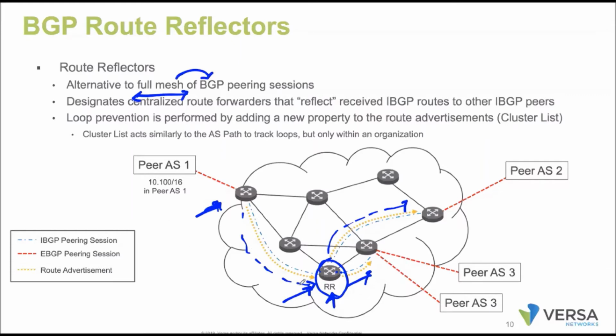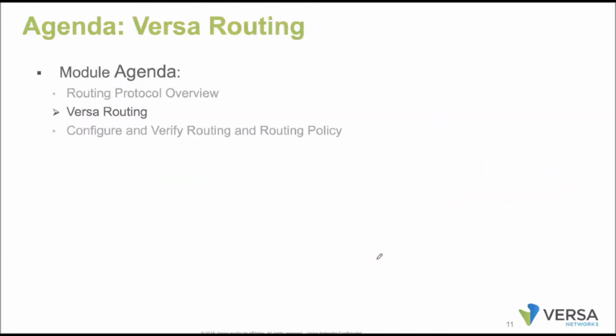Within the BGP domain, the route reflector server receives the routes from one client and advertises them to the other clients. So there's nothing new here. All these routing protocols we already knew.